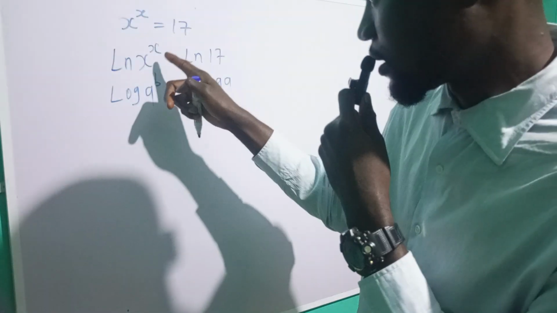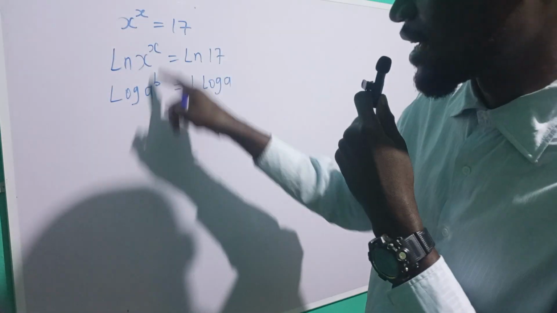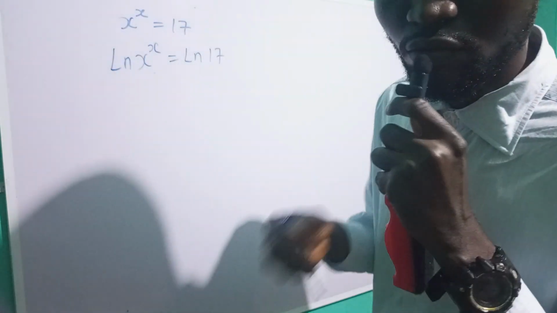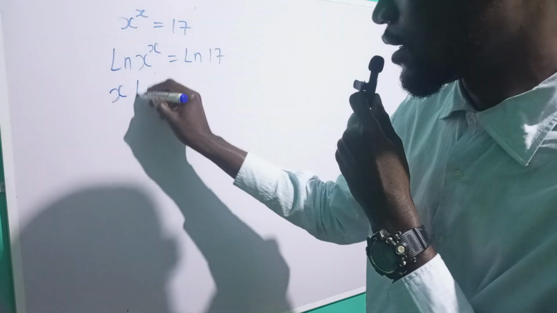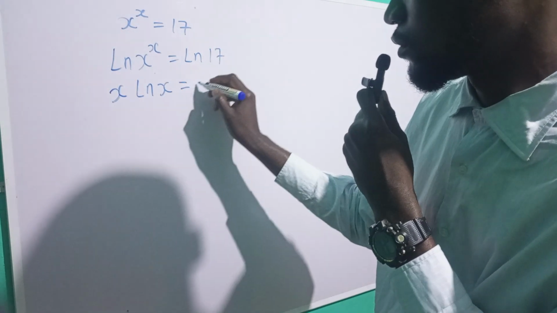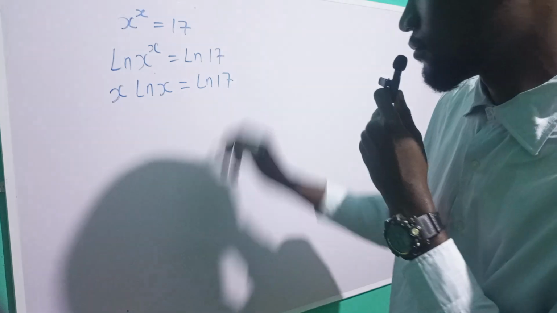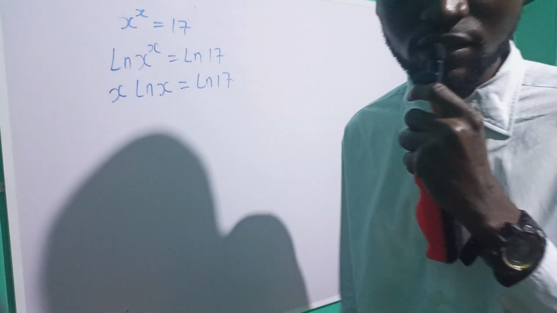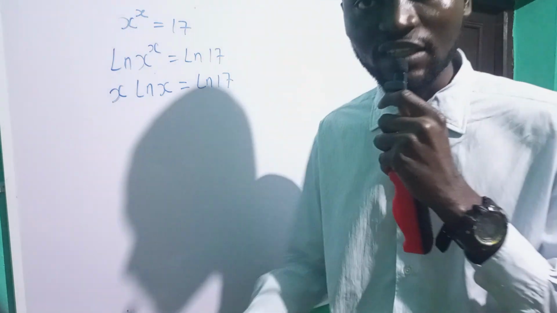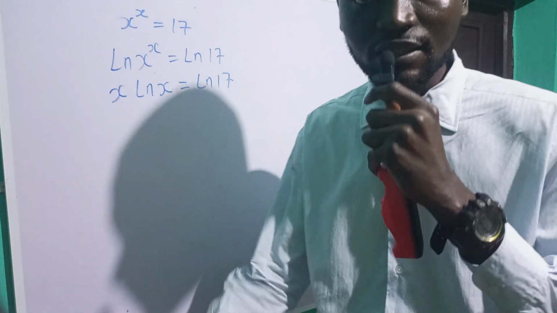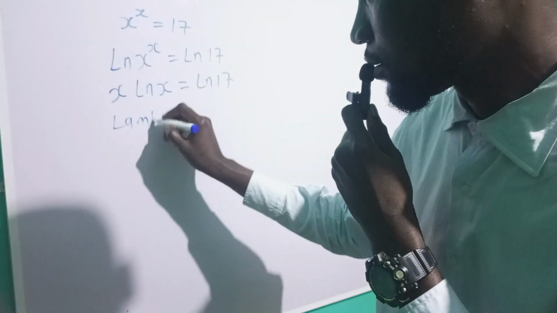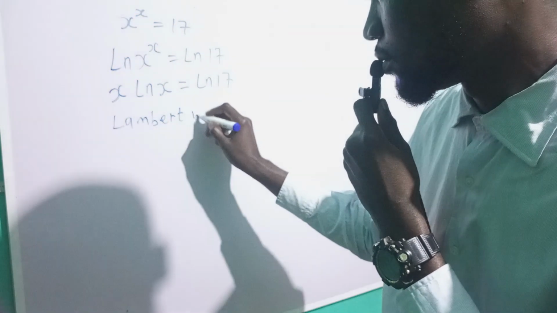So let us put this in this form as they are related. This x can come to this place. So that will be x ln x is equal to ln 17. Now we can't just find the value of x because we have x ln x. So what is going to help us to find the value of x is what we call the Lambert W function.